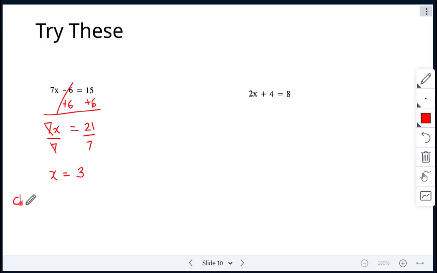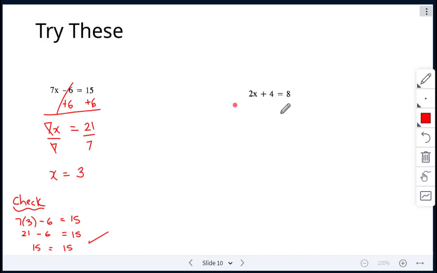And we can check that by putting it back into our original equation. We can substitute it back into our original equation. So 7 times 3 minus 6 has to equal 15. And then we have 21 minus 6 has to equal 15. And then 21 minus 6 is 15. So left side is equal to right side. So it's correct.